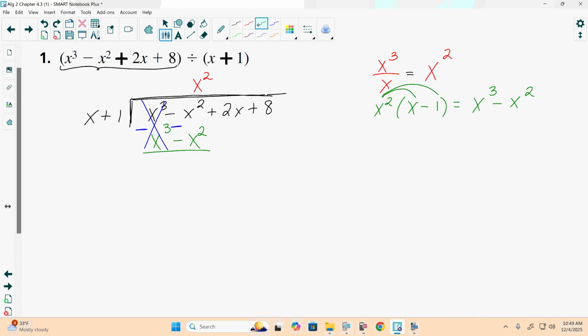Because this should not have been x minus 1, it's what? Sorry, x plus 1. Yep. Sign error.